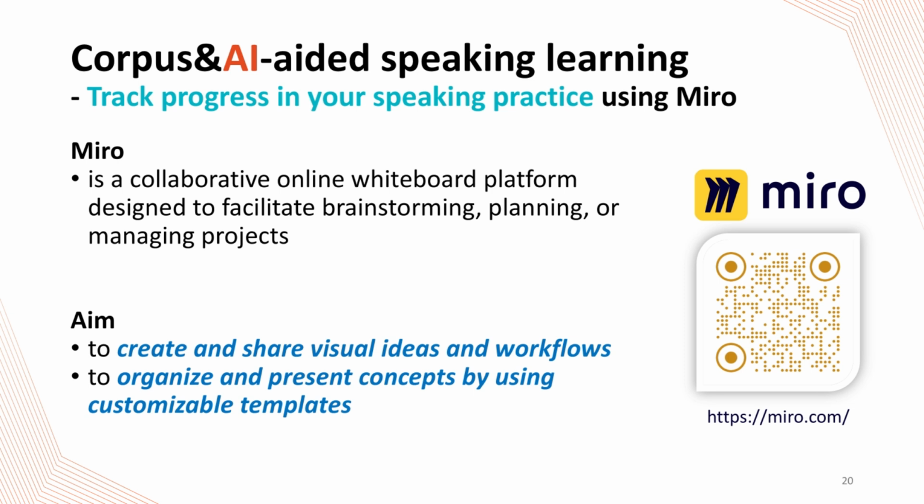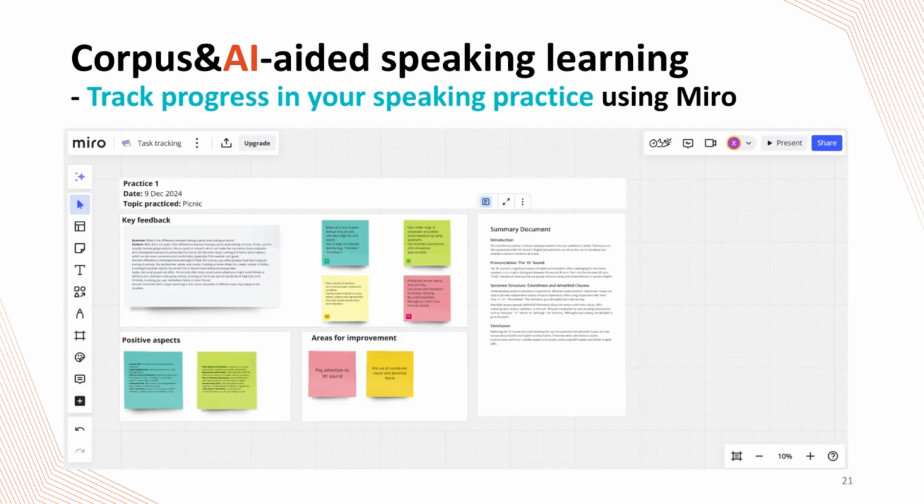Let's turn our attention to the final AI tool, Miro. Miro is an online collaborative whiteboard platform designed to facilitate brainstorming, planning, or managing projects. It enables users to create and share visual ideas and workflows, as well as organize and present concepts by using customizable templates. Today, we'll focus specifically on using Miro to create a speaking practice log. This tool will help you track and monitor your speaking improvement effectively.